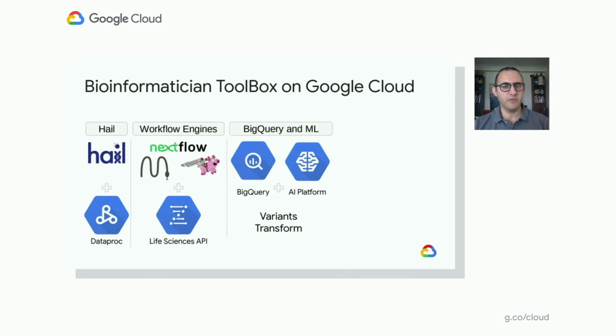But working with common file formats for genomics and variant data can be challenging when working with machine learning frameworks, which was one of the drivers of developing the Variant Transform tool. The Variant Transform tool is an open source tool developed by Google Cloud and now has many contributors from the community. It can export variant data to BigQuery.